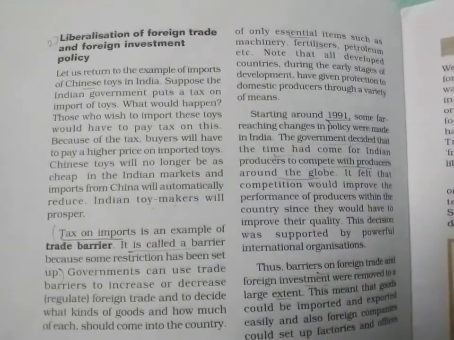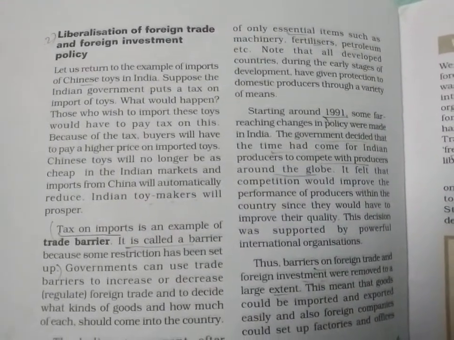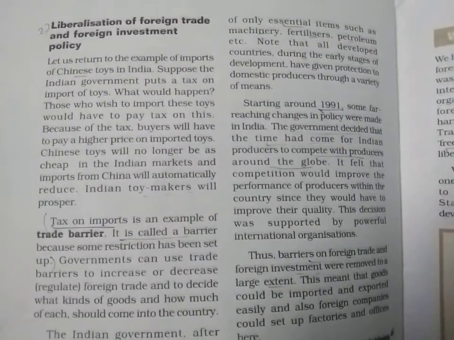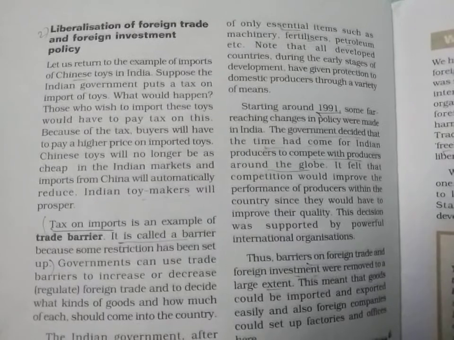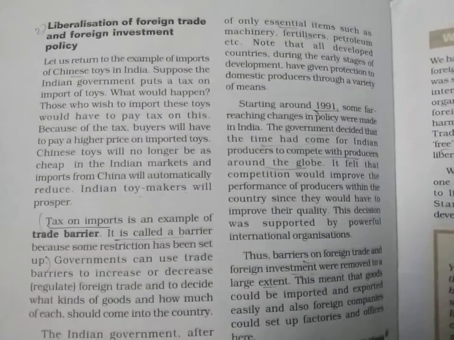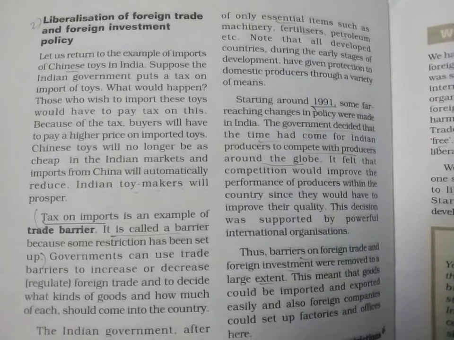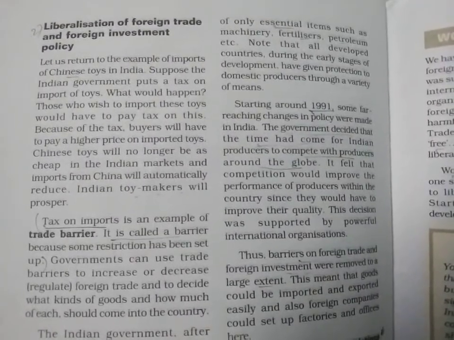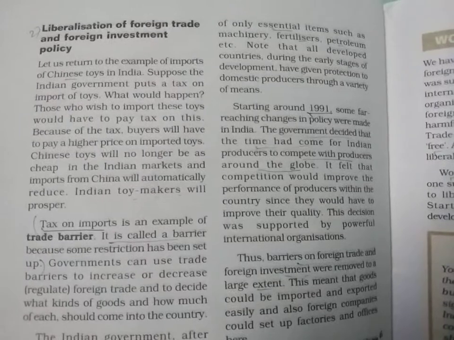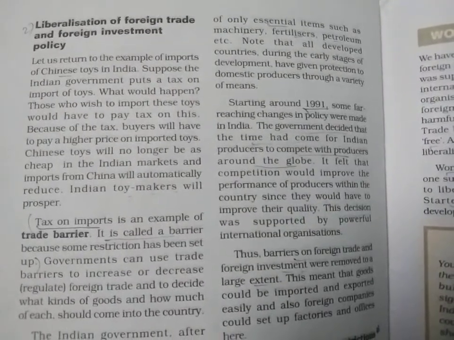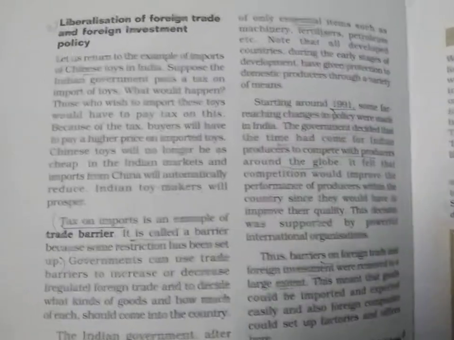Initially, after independence, this liberalization policy was not there, but in the last 2 decades, meaning 20 years, you have seen a good policy of liberalization has been adopted. The Indian government has allowed foreign companies to do business here, and in this way the economy of India has developed a lot. So let's discuss this chapter.